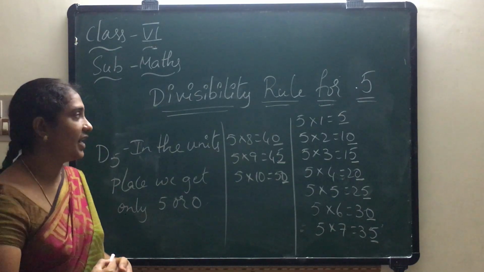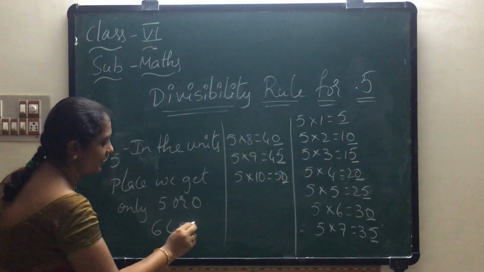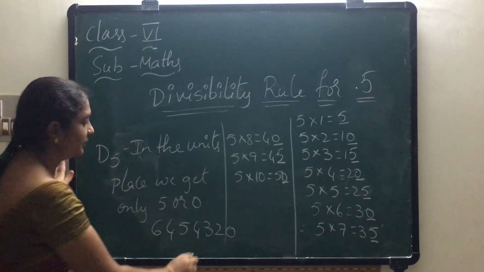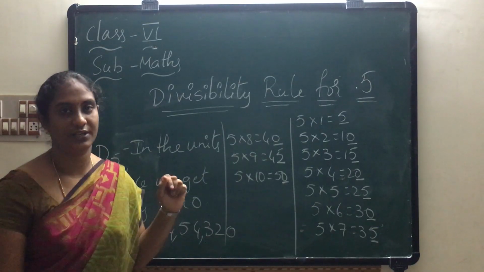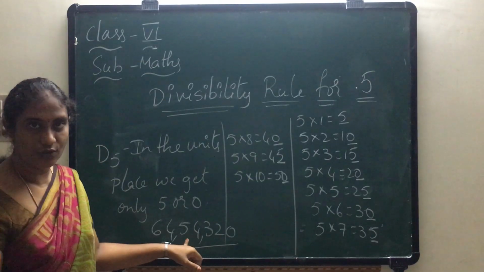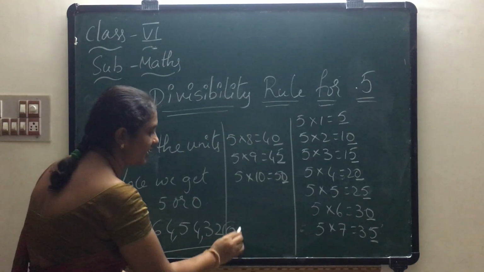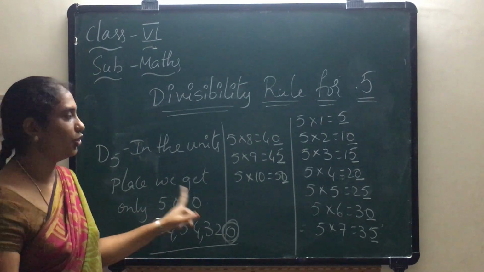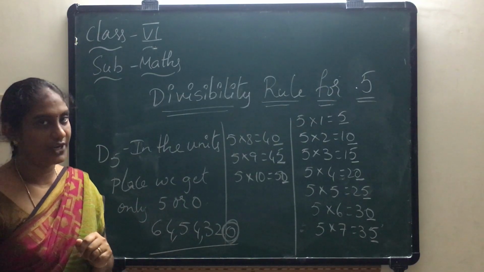Okay, children. Now I am giving one number for you. For example, 6454320. What is the number I gave? 64 lakhs 54,320. Now in the units place, what is the number we got here? 0. So we got 0 here, no? So the total number is also divisible by 5. Okay, children, do you understand?